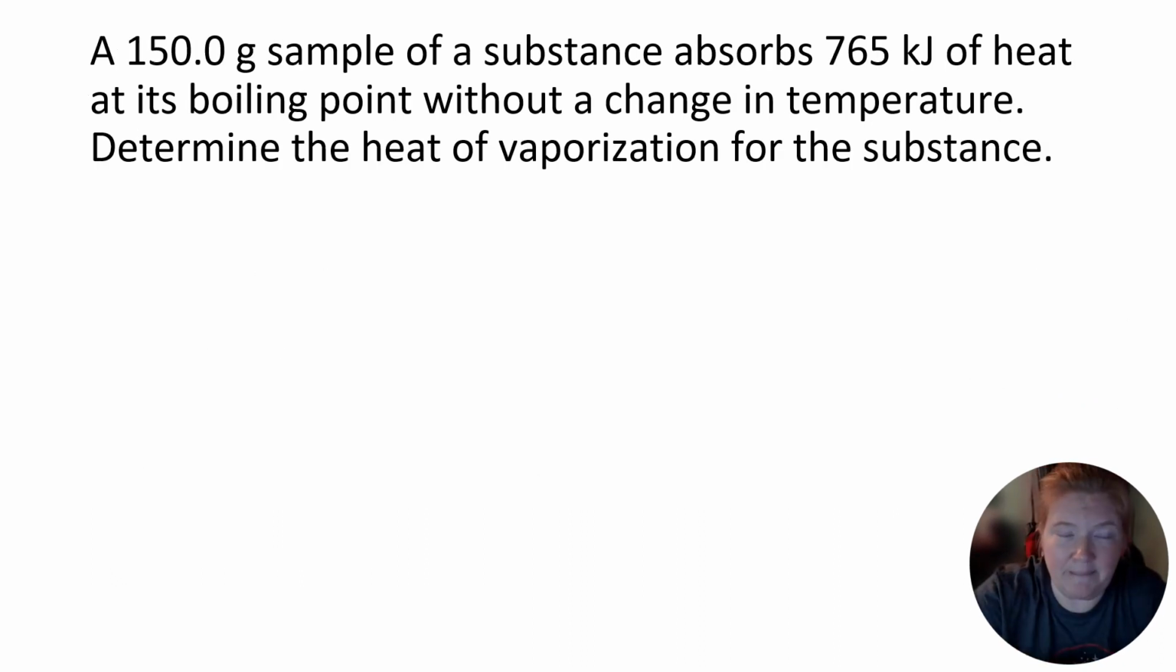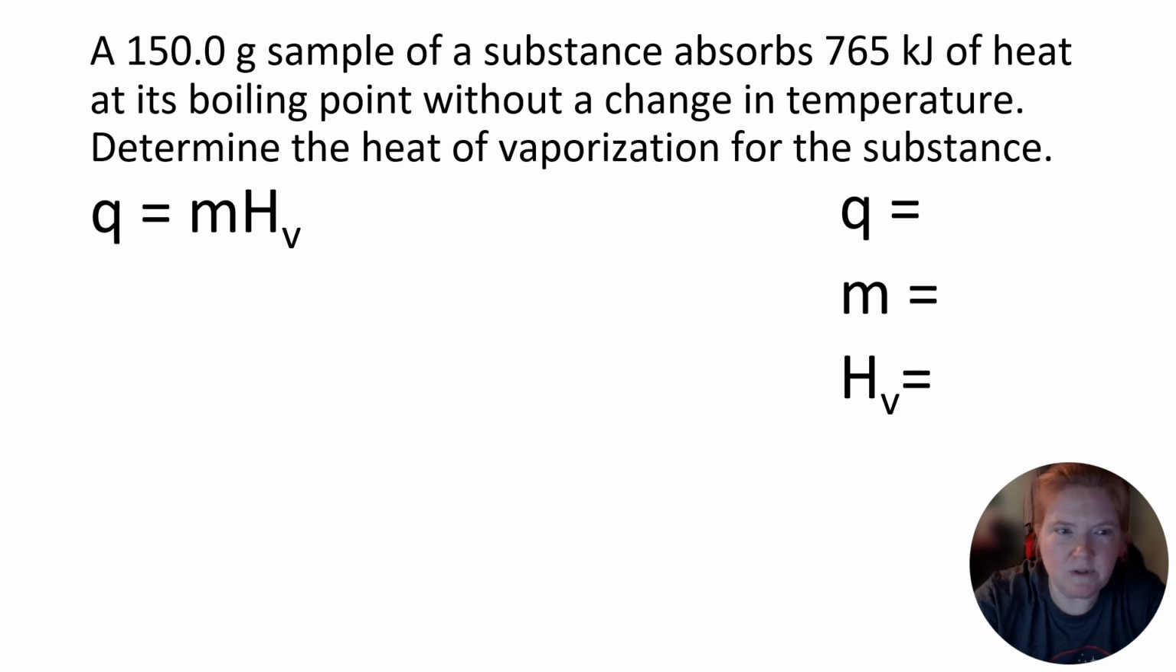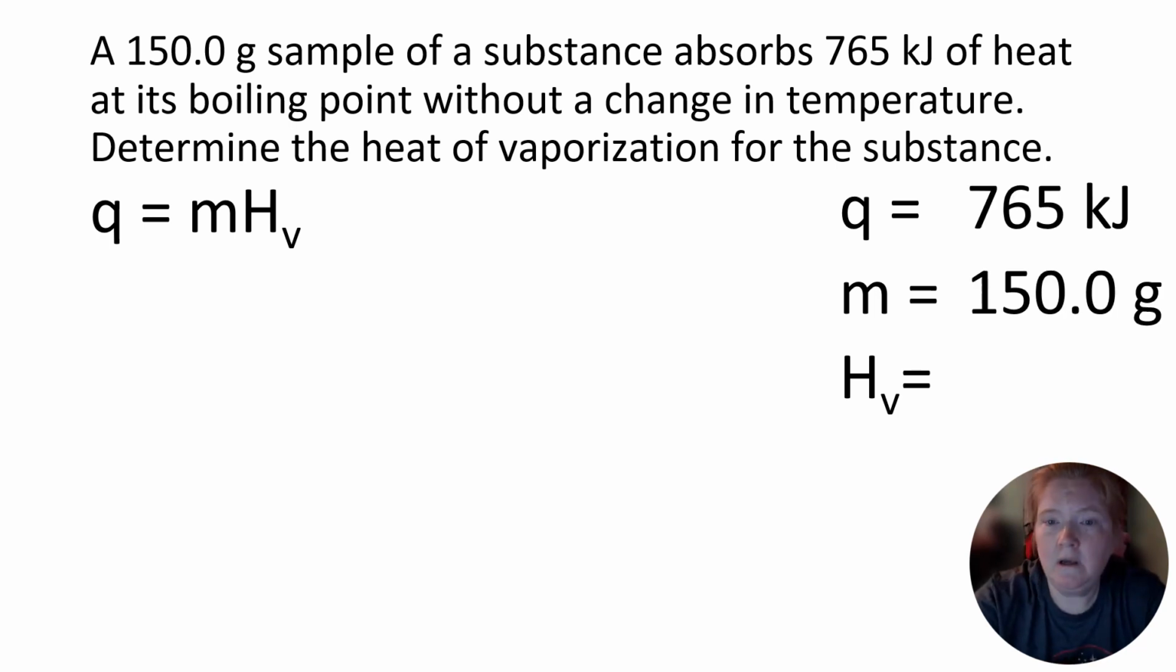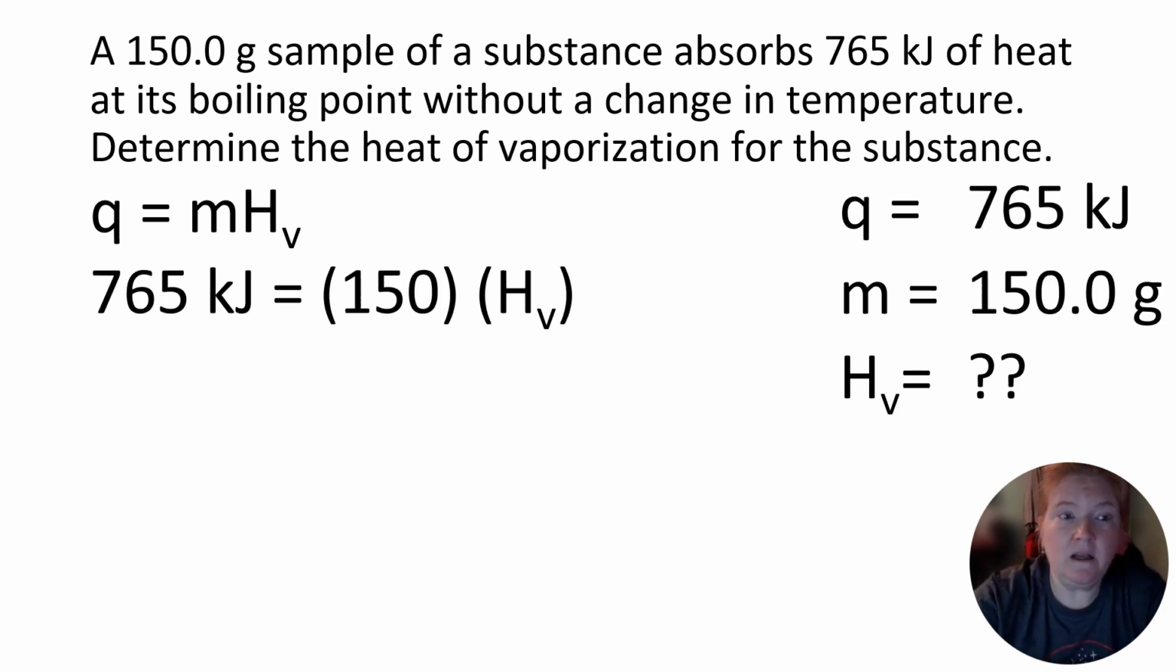All right, our last example. A 150.0 gram sample of a substance absorbs 765 kilojoules of heat at its boiling point without a change in temperature. Determine the heat of vaporization for the substance. Now it says no temperature change, so the delta T formula is out. I see boiling point and it mentions heat of vaporization. It's not a far stretch. Write down my list of variables, plug in my numbers. That's what I'm trying to find. Put them into the equation where they belong.